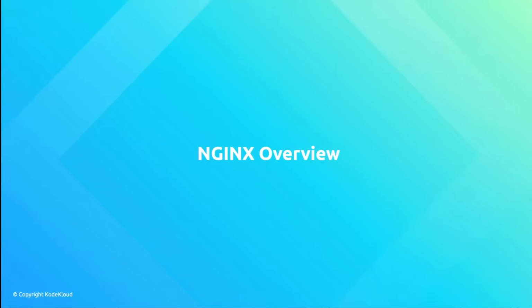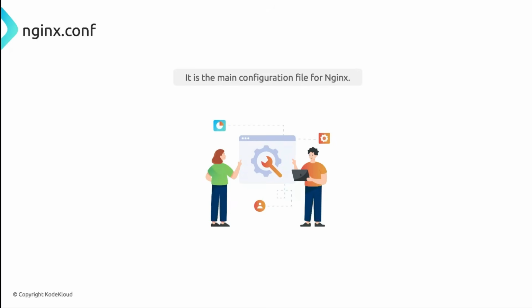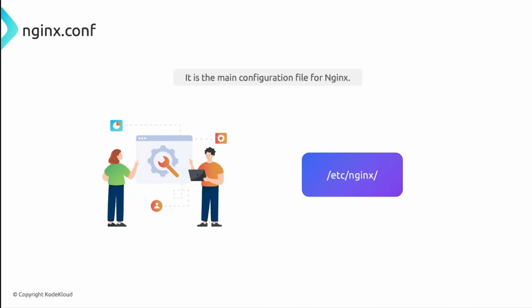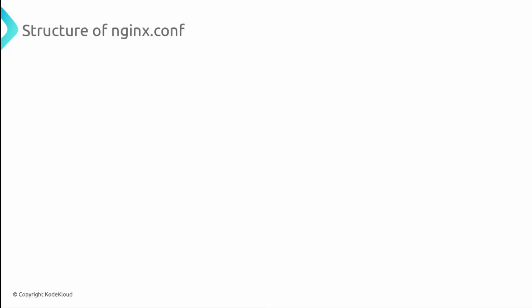In this video, we'll cover the basic configuration of Nginx. So let's dive into the nginx.conf file, which is the main configuration file for Nginx. You'll typically find this in etc/nginx on most Linux distributions. Here's a quick overview of how it's structured.